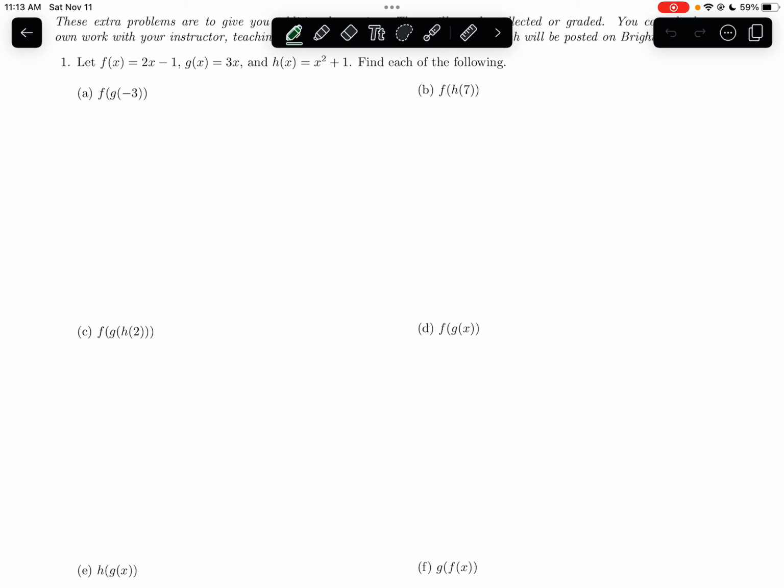So for part D, it's asking you to do f of g of x. And so what you do is you put the formula for g inside of f, or you treat it as the input variable for f. So this means that you're doing f of g, which is 3x. But then f would tell you that that is 2 times the input variable, 3x, minus 1. And that is 6x minus 1.